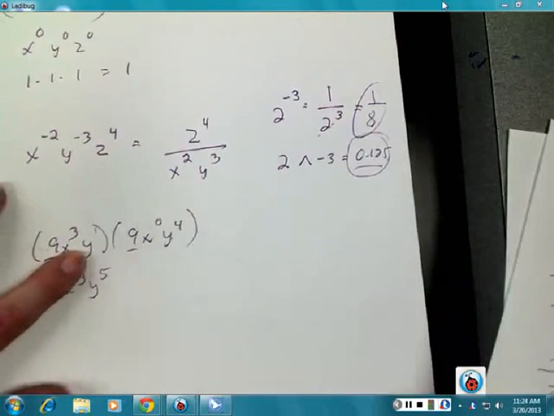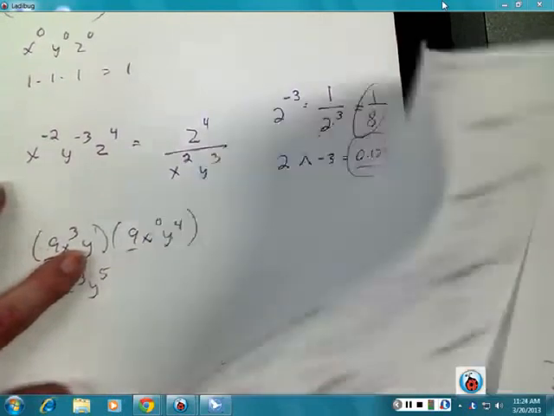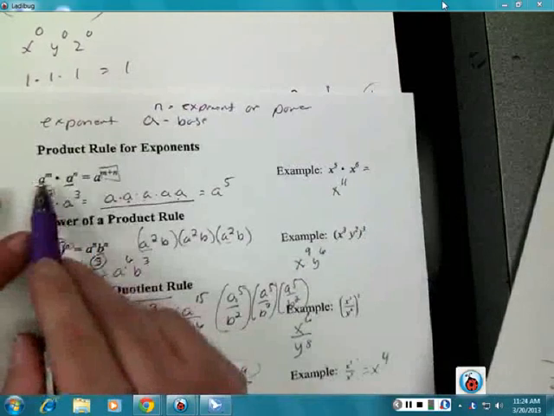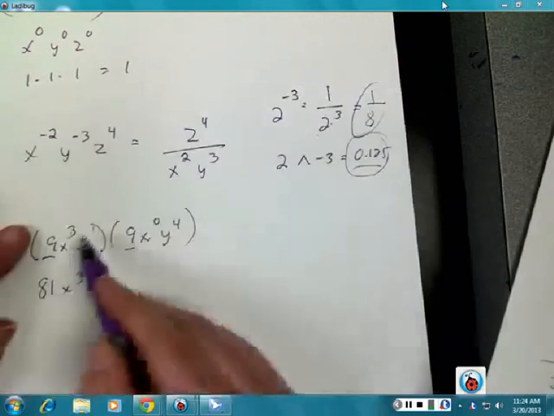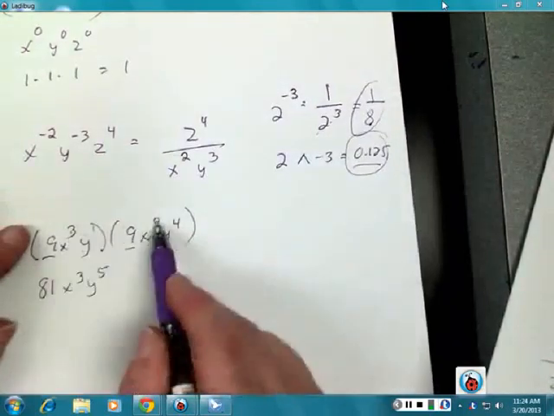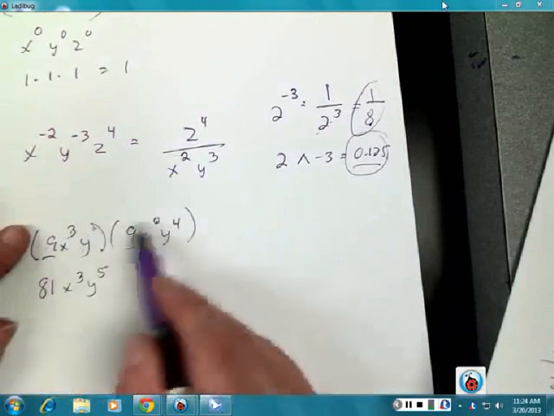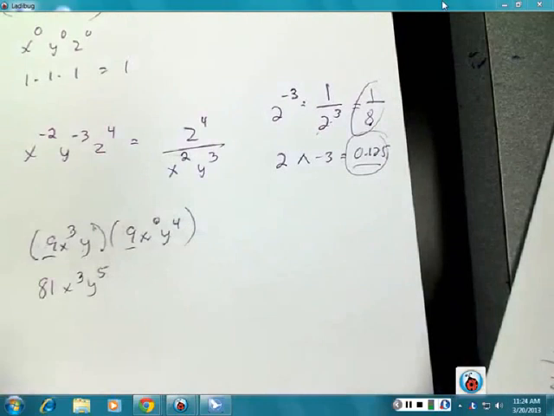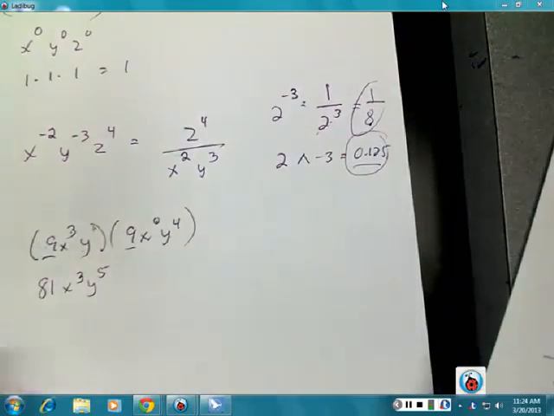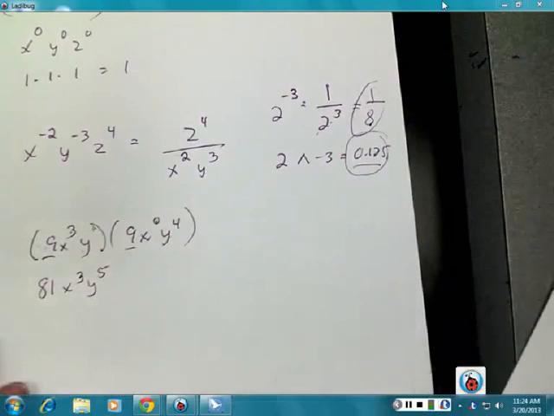So even though you're basically doing the distributive property, you're adding, because my bases match, my x's and my y's match, so I am adding exponents. So 3 plus 0 is 3. 1 plus 4 is 5. Okay? But with numbers out in front, that's the piece you've got to work on. Numbers kind of change it up a little bit and add some things.